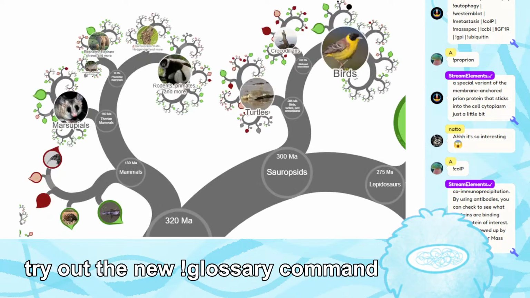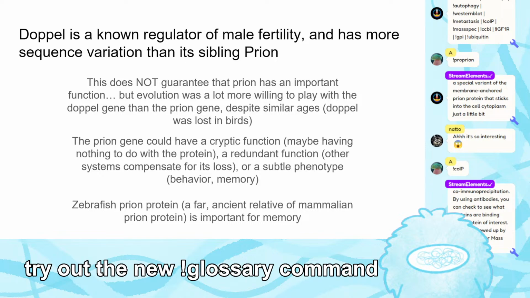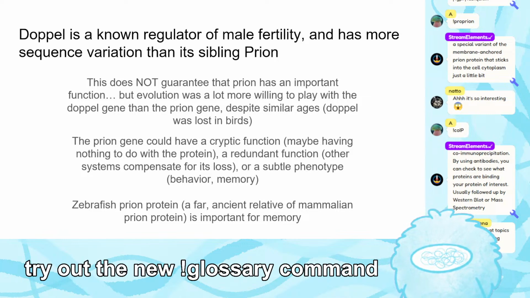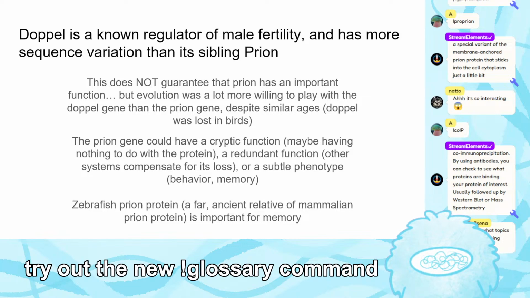Deleterious gain of function. I swear I have that somewhere. Maybe it's on the next slide. Oh, cryptic function here. Yeah. So maybe having nothing to do with a protein. So the prion gene, I'm specifically using the word gene because I'm trying to capture your nuanced idea here that maybe it's not actually the protein that we care about, but there's something about the DNA that's important, which, you know, could be the case. In a very funny, cryptic way.